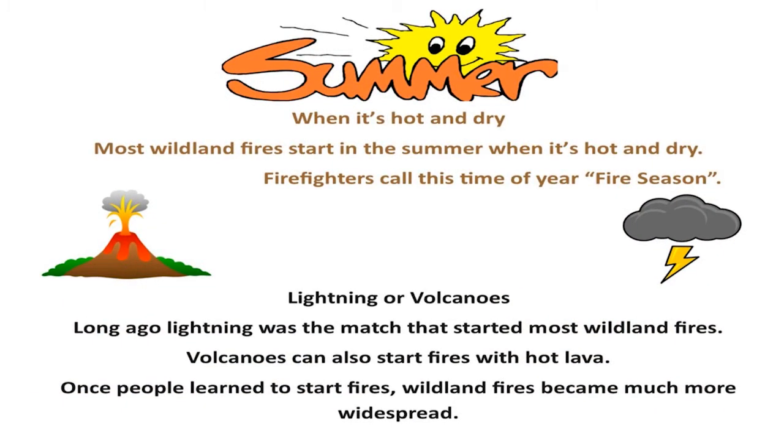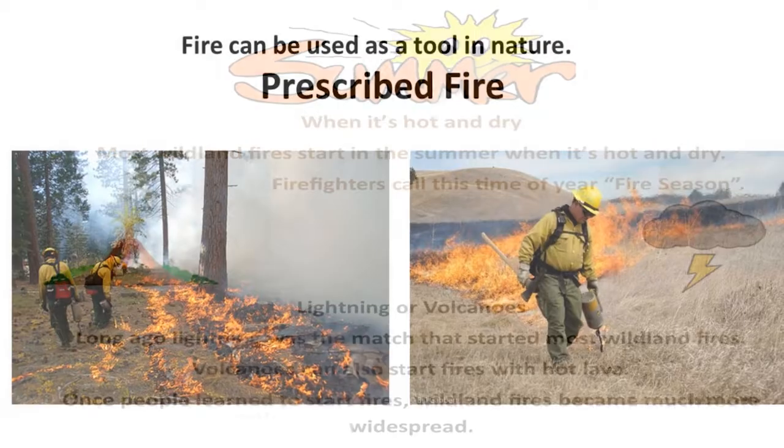Most wildland fires start in the summer when it's hot and dry. Firefighters call this time of year fire season. Lightning or volcanoes. Long ago, lightning was the match that started most wildland fires. Volcanoes can also start fires with hot lava. Once people learned to start fires, wildland fires became much more widespread.